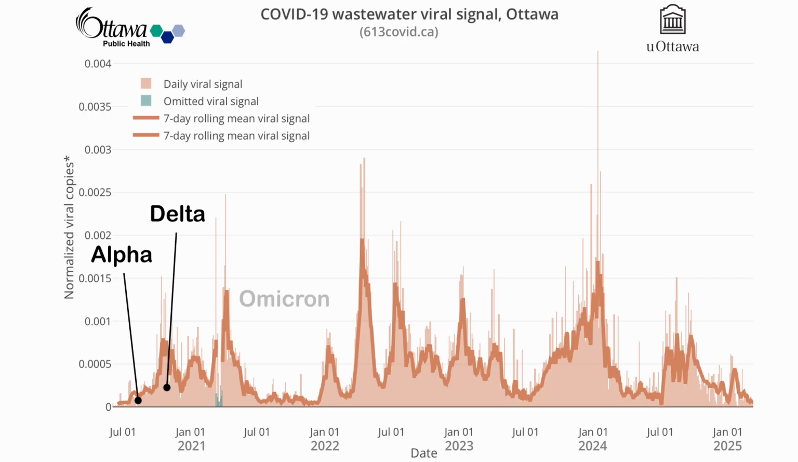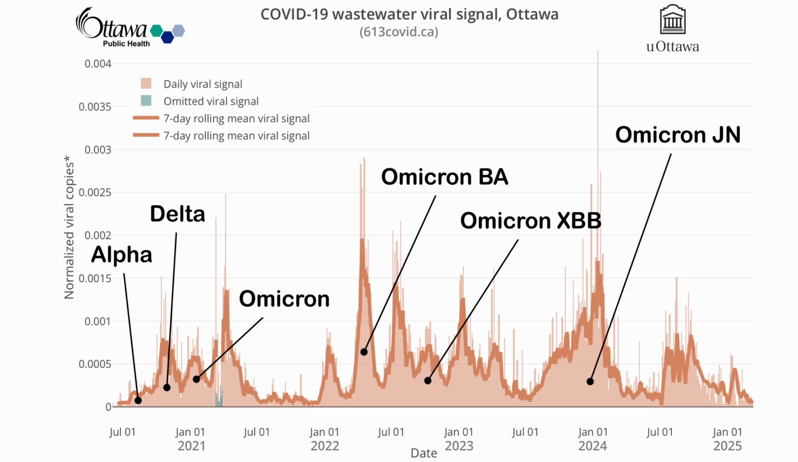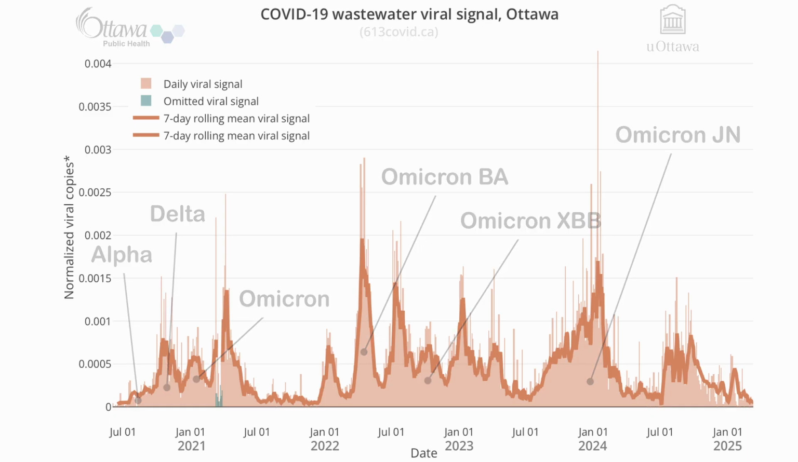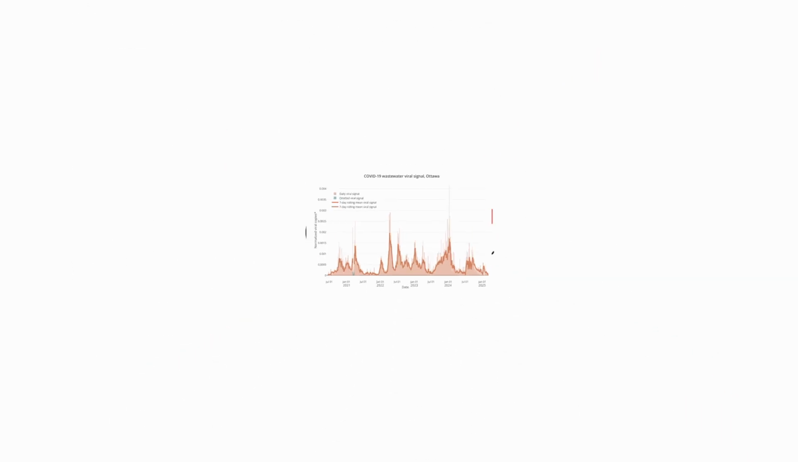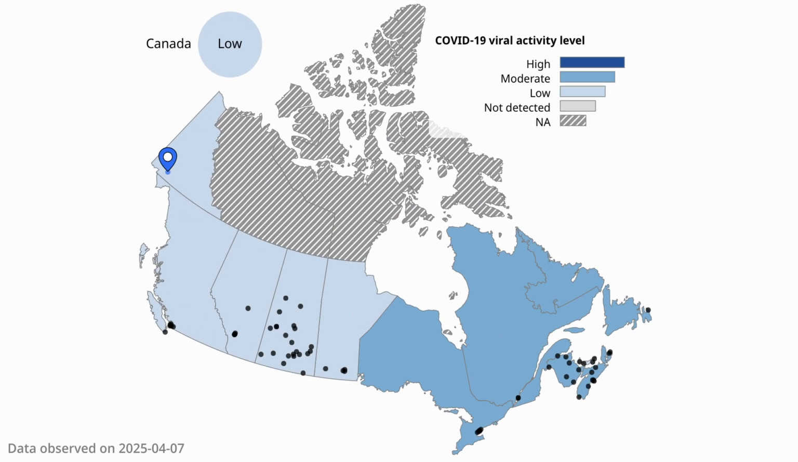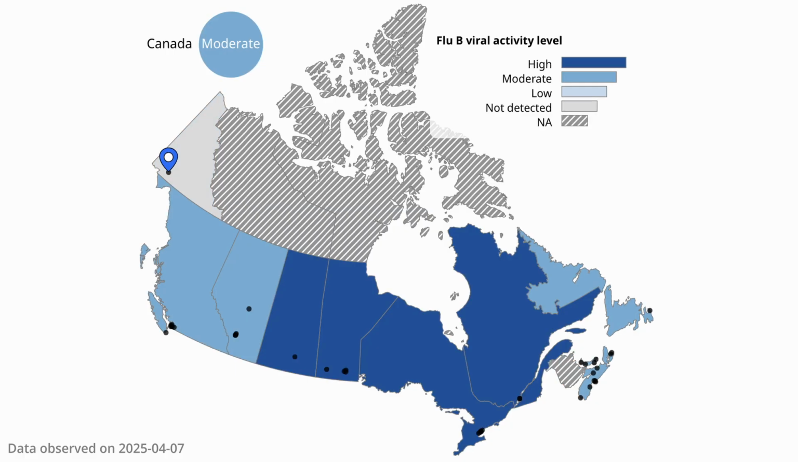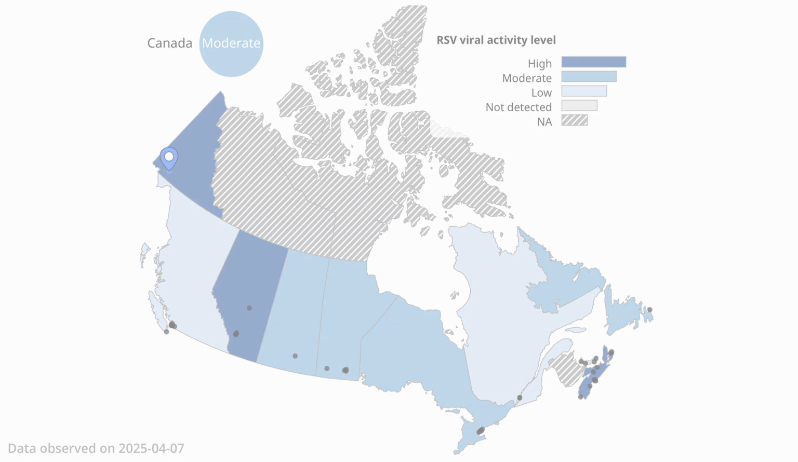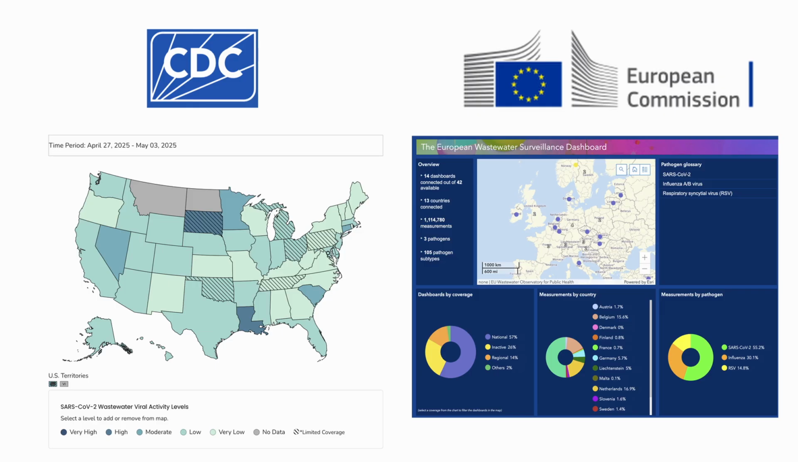You can clearly see the rise and fall of peaks throughout the pandemic, which correspond to different outbreaks and variants of concern. These types of data are conglomerated by the Government of Canada and are summarized in a dashboard that gives a countrywide view of the present and past levels of SARS-CoV-2, influenza, and RSV. If you live in the US or the EU, similar dashboards can be found through either the CDC or the European Commission.